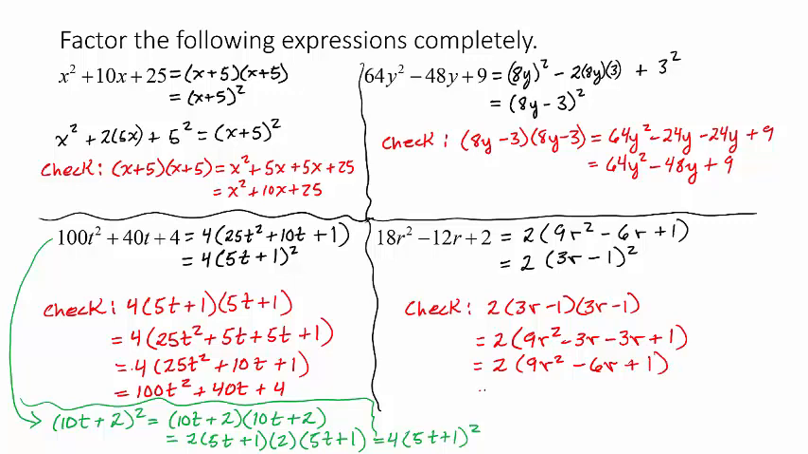Okay, and then we have to distribute the 2 through. 2 times 9 is 18r squared. 2 times negative 6 is minus 12r in the middle. And then 2 times 1 is just 2. Okay. 18r squared minus 12r plus 2. Did we start with that? Yes, we did. Okay. So we can see how this method saves us some time. Noticing the perfect square trinomial can help us factor things very quickly.